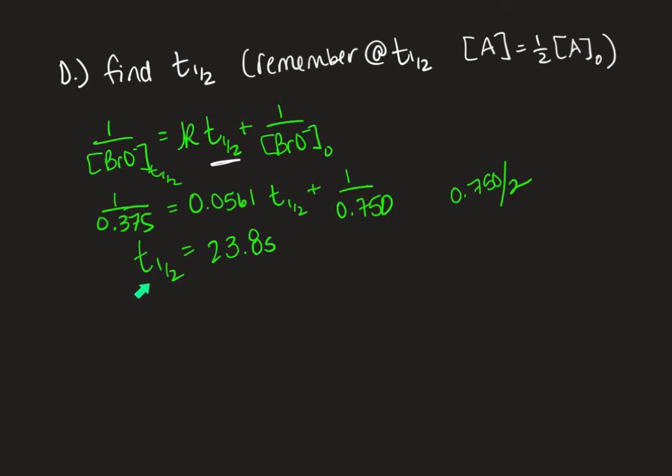So do recall that for second order, half-life is not constant. We can't say that for every 23.8 seconds, you'll always cut in half your concentration. That's only going to be true for first order. So if we wanted to figure out the half-life for this second order reaction at another point where we were defining a different initial concentration, it's not going to be equal to 23.8 seconds. People can get tripped up on that.